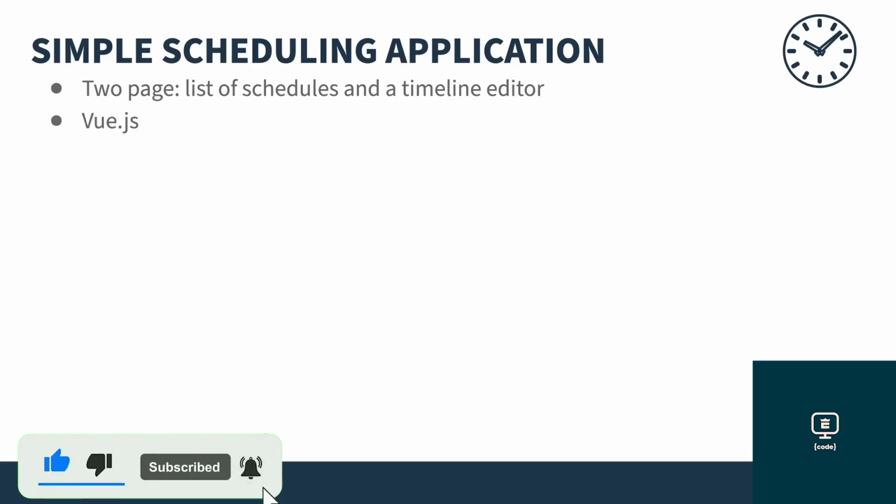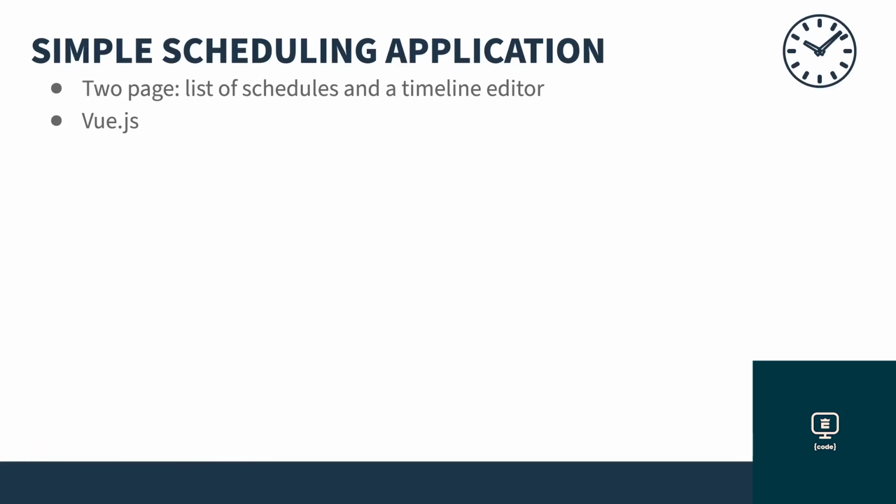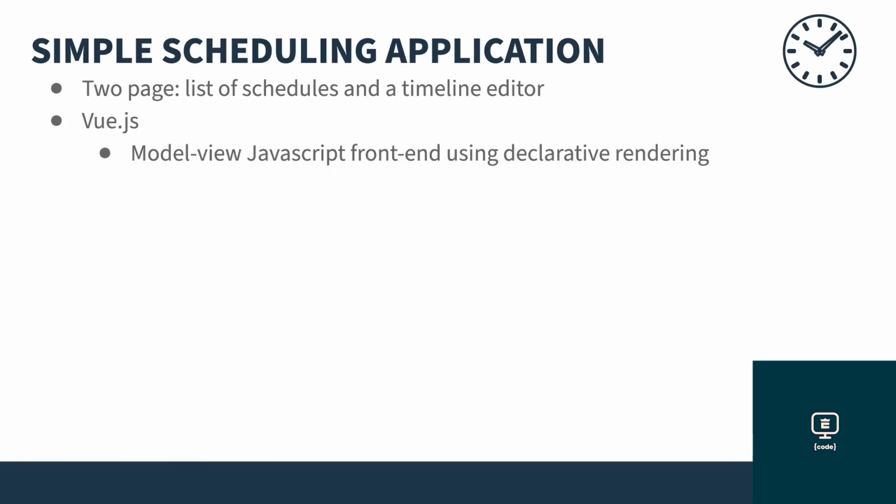I'm going to be using the Vue.js library to do this. Vue is a model view JavaScript frontend that uses declarative rendering. What that means is you pass it some JSON, and you apply HTML templates, and as the JSON changes, Vue automatically updates the templates. If Vue interests you, you can find out more about it at its homepage here.